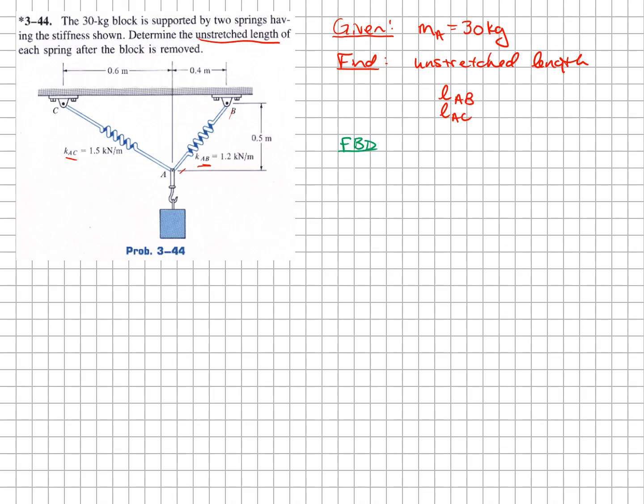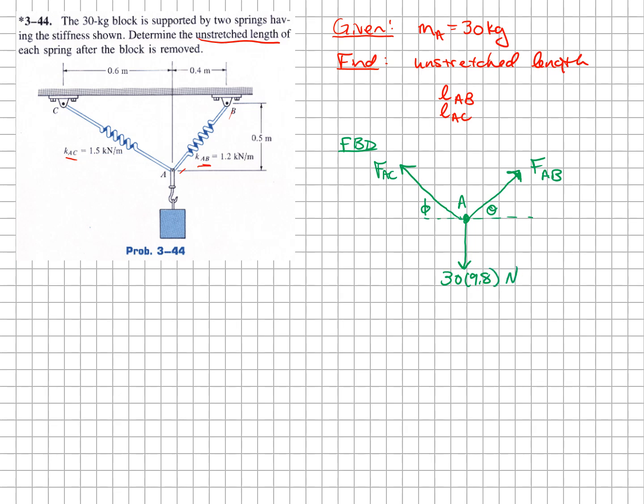We can draw our free body diagram by isolating everything at point A. We're just looking at point A. We have a force AB coming up from A to B, and then we have a force here, FAC. And these are at angles I'm going to call theta here and phi here. And then we have our weight coming down of 30 times 9.8 to make it into newtons.